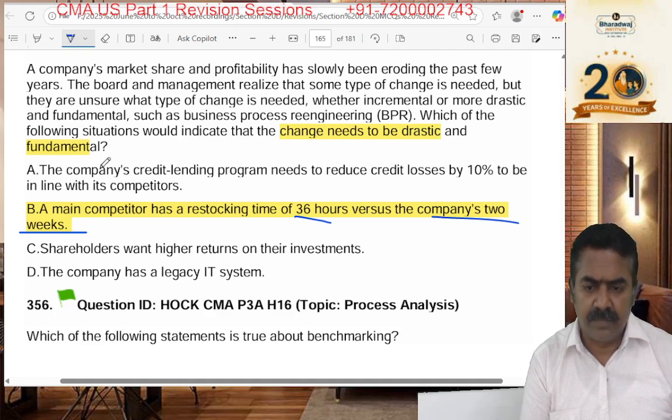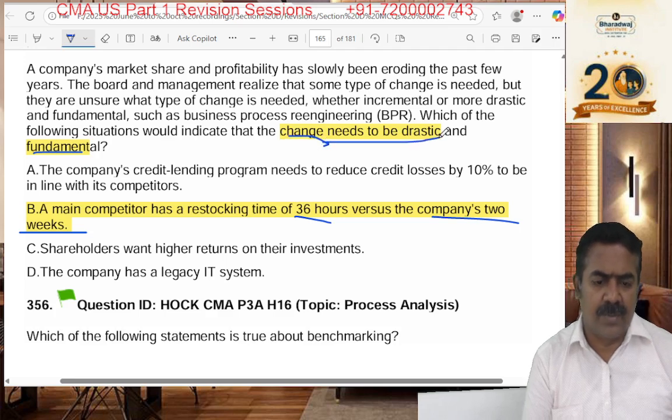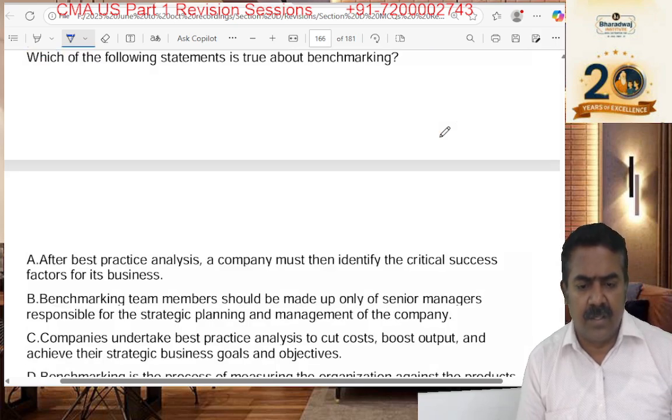That should be the fundamental thing that requires a change. All the other things are outside things.